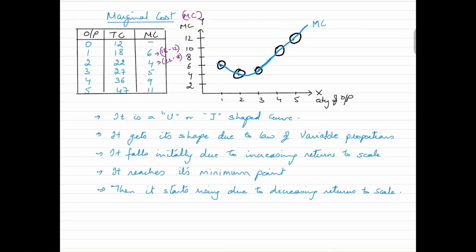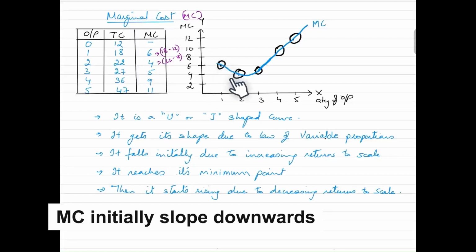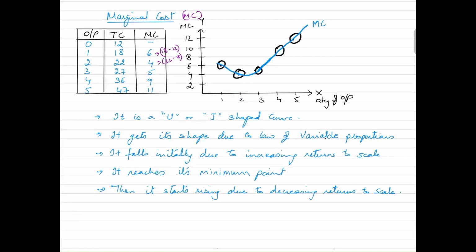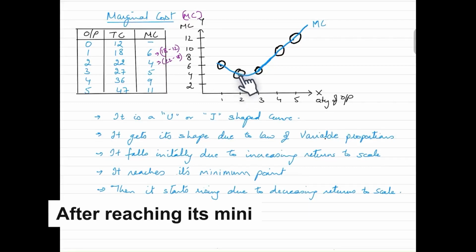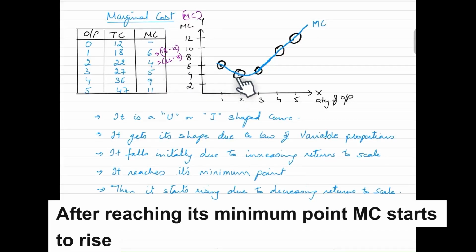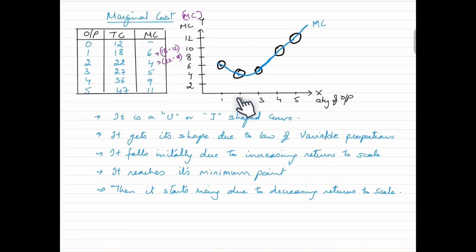So if we see the slope, it initially slopes downwards because the firm is able to take advantage of increasing returns to scale. So that's what I've written here. It would fall initially due to increasing returns to scale. Then it would reach its minimum point, which is 4 in this case, and post this level of output, the marginal cost would rise steeply because the firm would now experience decreasing returns to scale.